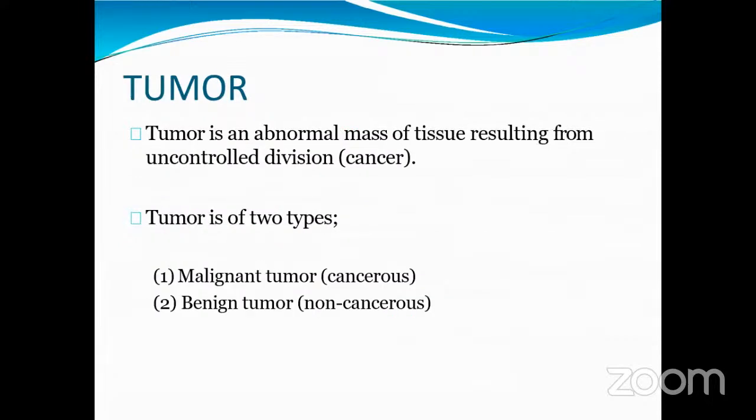Here we have another term, tumor. A tumor is nothing but a mass of tissue, an abnormal physical mass resulting from uncontrolled division. These tumors are of two types, malignant tumor and benign tumor. Malignant tumors are cancerous. They will spread more and are not restricted to any particular place. Whereas benign tumors are non-cancerous and restricted to a local area, so they can be removed by surgeries.